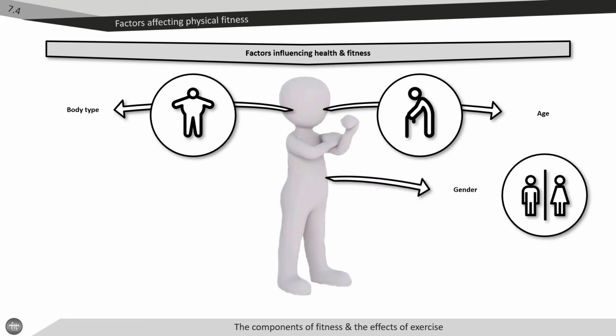Gender is another influencing factor affecting physical activity. There are a number of anatomical and physiological differences between both men and women that influence their training potential. Increased levels of testosterone in men mean that active males grow stronger due to greater increase in muscle mass.